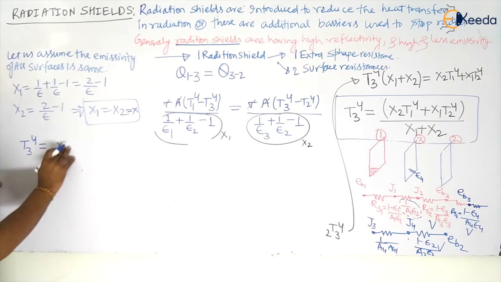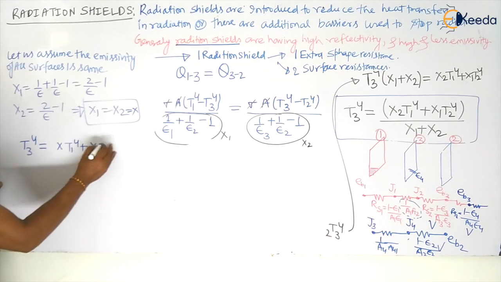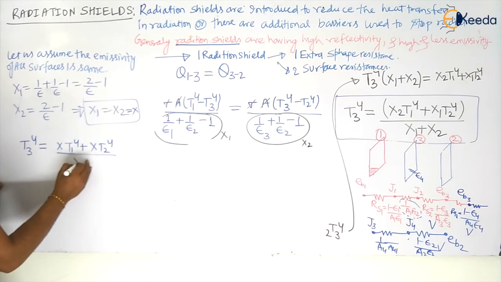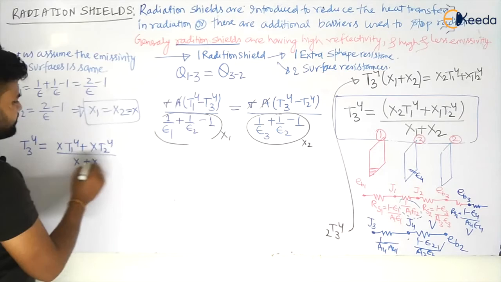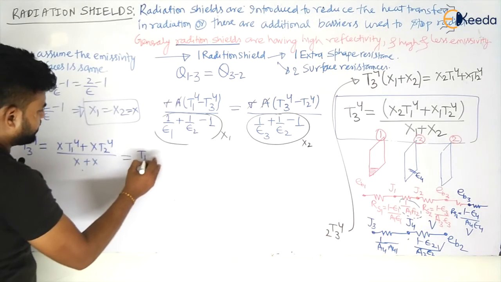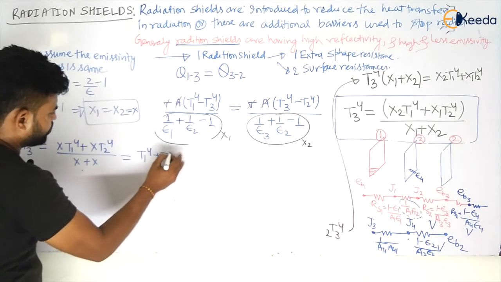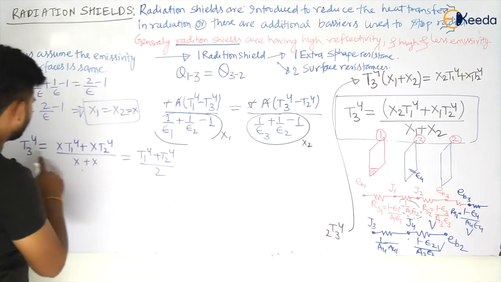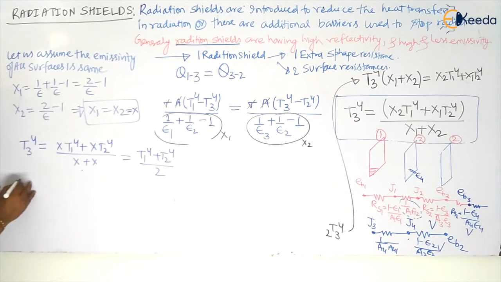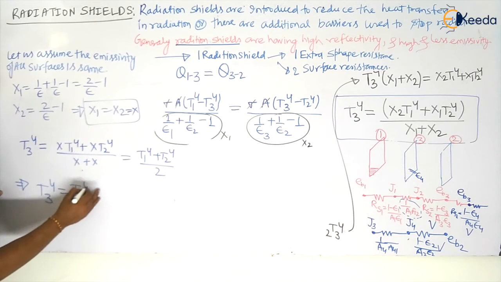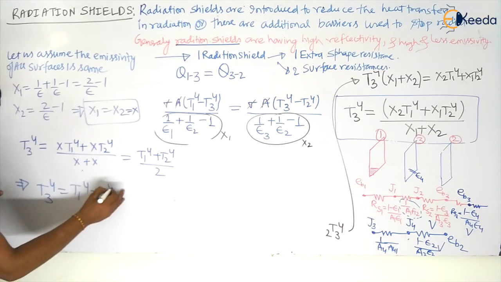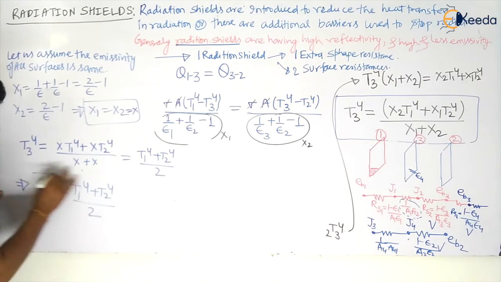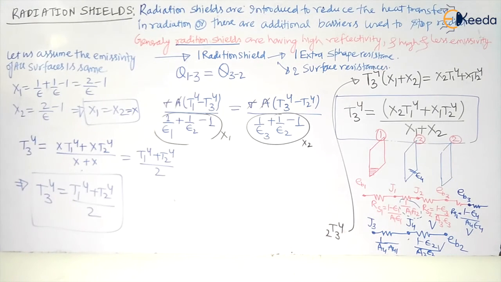So this will become x t1 to the power 4 plus x t to the power 4 divided by x plus x, which is nothing but 2x. So x will cancel. This will be nothing but t1 to the power 4 plus t to the power 4 divided by 2. So we have got one relation, which is t3 to the power 4 is equal to t1 to the power 4 plus t to the power 4 divided by 2, my dear students.